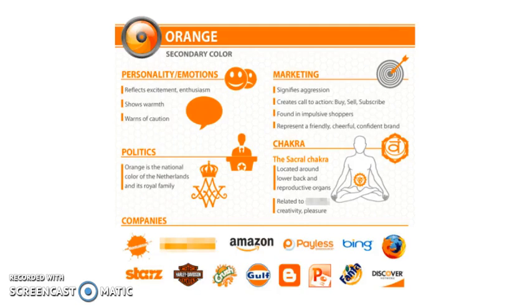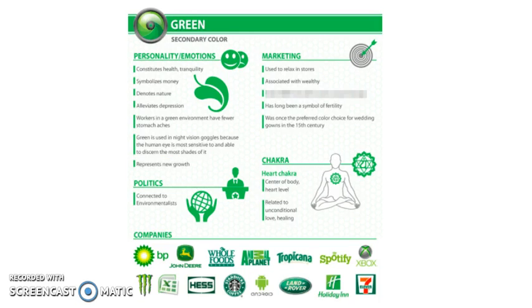For example, if you go to Starbucks a lot, Starbucks uses green. Okay, what does that mean? Tranquility, it symbolizes money, health, natural. Apparently it alleviates depression. Okay, so it's more the natural side of it. So have some fun with this.